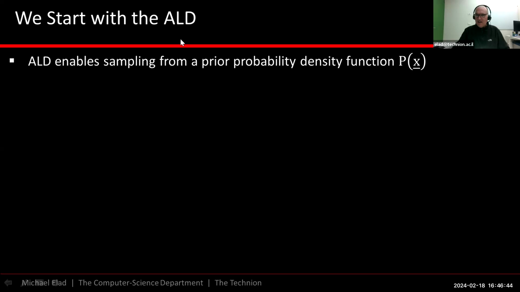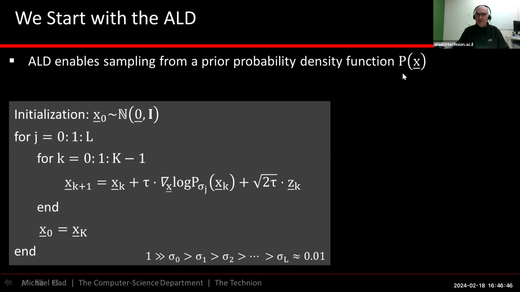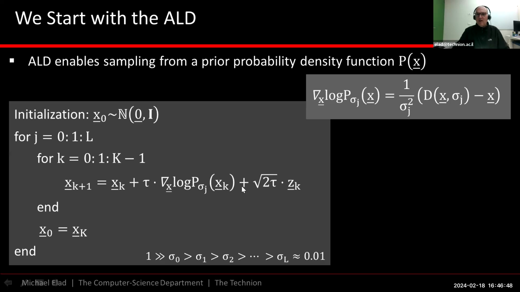And again, I'm starting with ALD. And again, it's not critical. It could have been the DDPM. So again, ALD knows how to sample from P of X. Here is the algorithm. We have seen it. This is the approximation of the score.